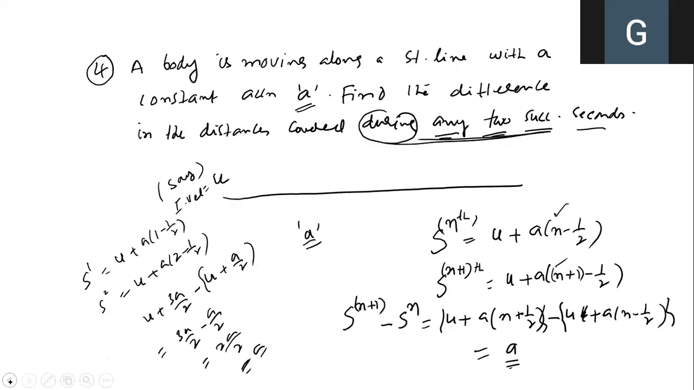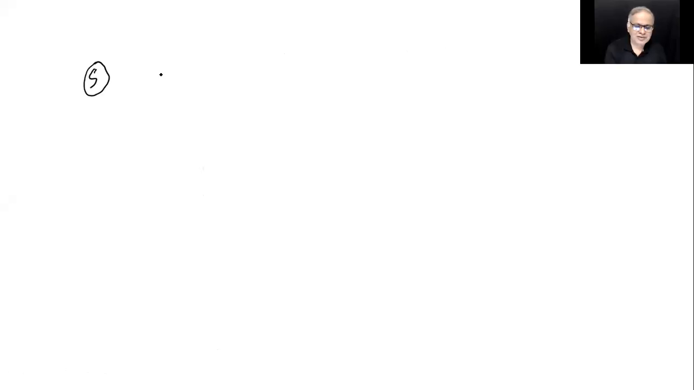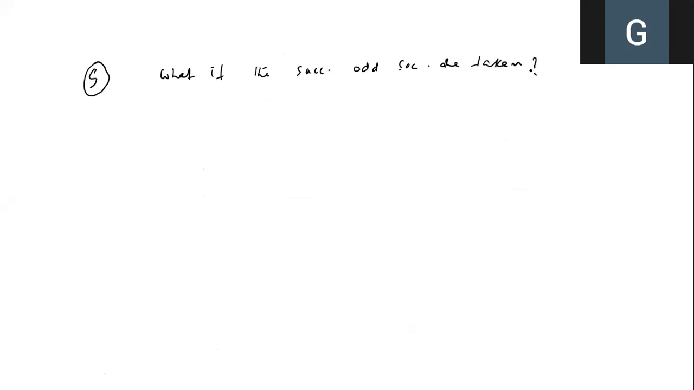Sir, in the before question, I have a doubt. What if it will be two successive odd seconds, or odd or even seconds? Do it, okay, I'll do that question only. He's saying, what if the successive odd seconds are taken? Continuing the previous problem. Have you understood this? What if the successive odd seconds are taken?